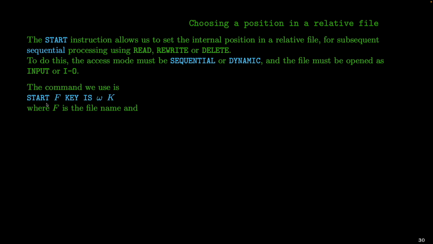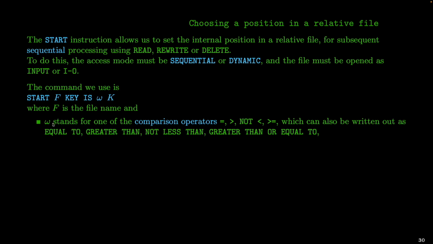And this command is a bit involved. So we have START F, where F is the internal file name. And then KEY is omega K, where omega stands for a comparison operator. So here we have a comparison operator that is equal, greater than, not less than, and greater or equal to. You could also write them out in words, but that's horrible. And K is the key that holds the current position in the file. So it's just your key variable.